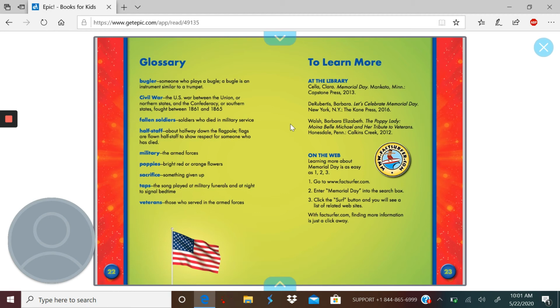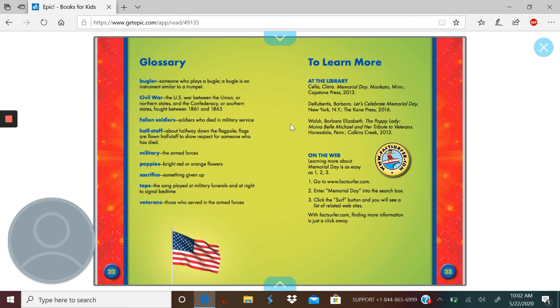The Civil War, I talked about, it was a war between the Union and the northern states and the southern states, and they fought between 1861 and 1865. So we had a war with our own country for 4 years. Fallen soldiers are soldiers who died in military service. Half staff, I talked about, it's when you bring down the flag halfway, and that's your way of showing respect for someone who has died.